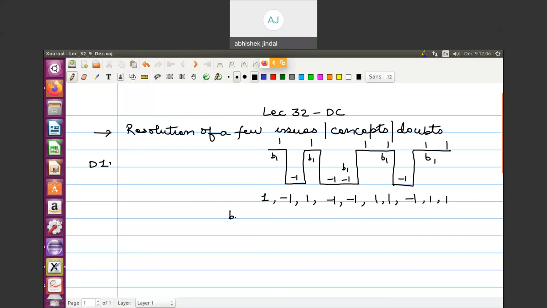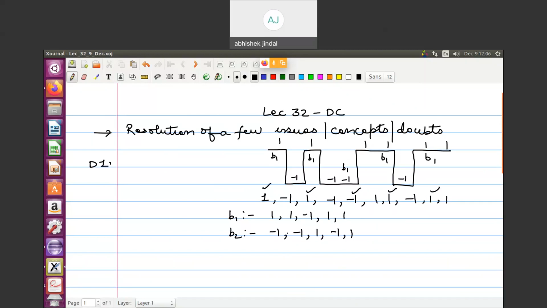So stream 1, this is bit stream 1, is 1, then minus 1, then 1, this, and this. Okay, 1 plus 1 minus 1, 1 and 1, and bit stream 2 is the remaining thing, that is minus 1, minus 1, 1, minus 1 and 1.